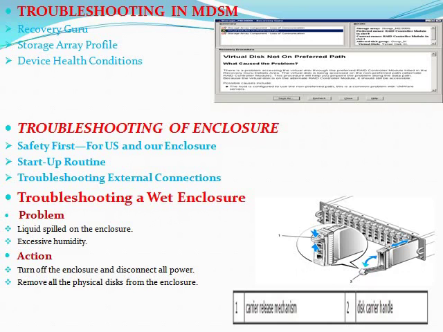To remove the physical disk: our enclosure supports up to 15 SAS hard disks, each one contained in its individual disk carrier. Physical disks are connected directly to the enclosure midplane and are hot pluggable, allowing us to remove and insert disks without shutting down our enclosure.